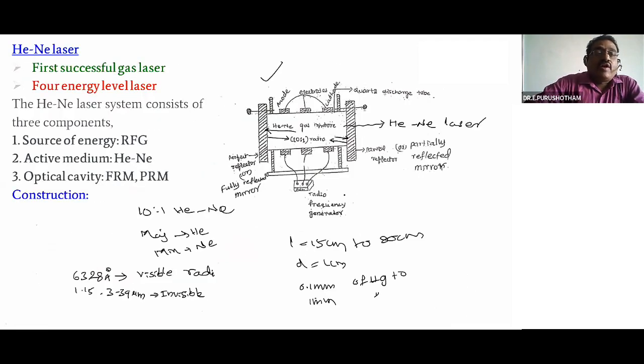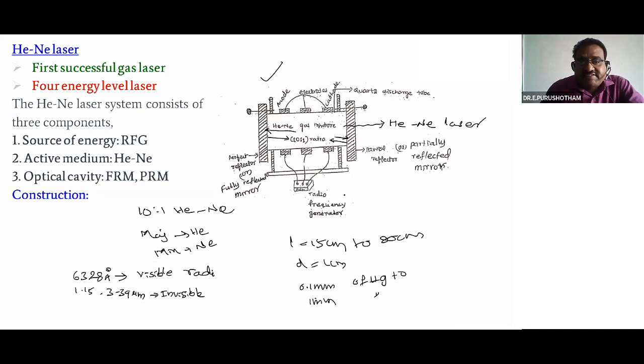Helium neon laser is the first successful gaseous laser. This is a four energy level laser. The helium neon laser consists of three components: source of energy, active medium, and optical cavity. The radio frequency generator behaves as the source of energy, the 10:1 ratio helium neon gas mixture behaves as the active medium, and the fully reflected mirror and partially reflected mirror form the optical cavity.